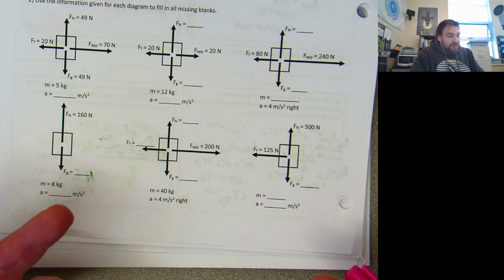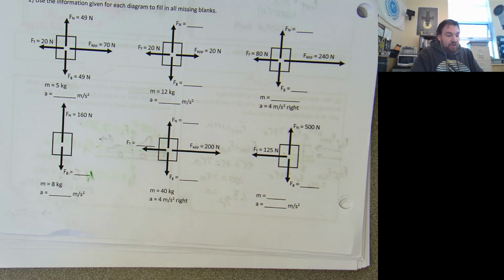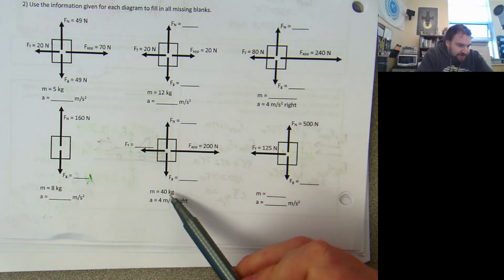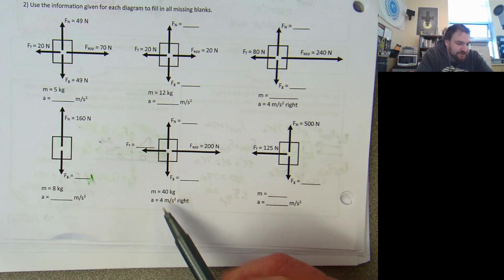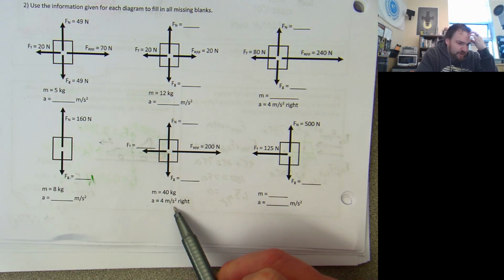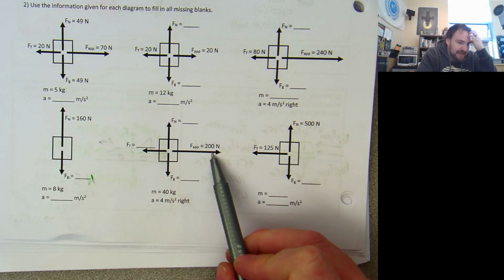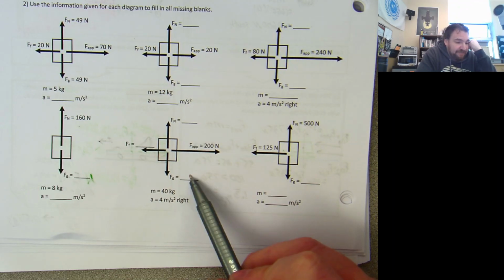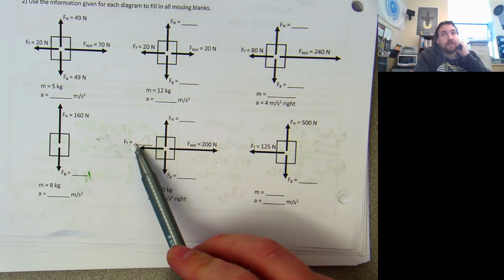So question 2 said to use the information given for each diagram to fill in all of the missing blanks. And so we've got this information here. We're told that the mass of the object is 40 kilograms. We're told that there's a 4 meter per second squared acceleration to the right, and that there's an applied force to the right of 200 newtons. We want to fill in Fn, Fg, and the force of friction.